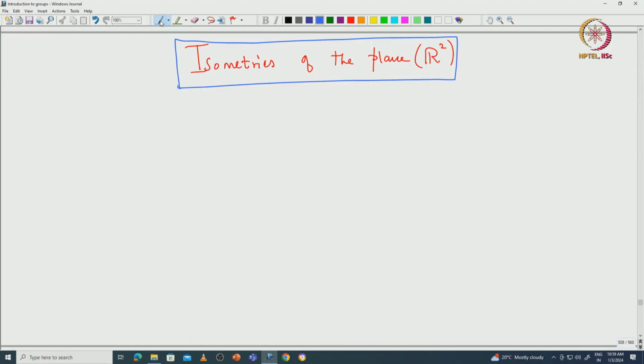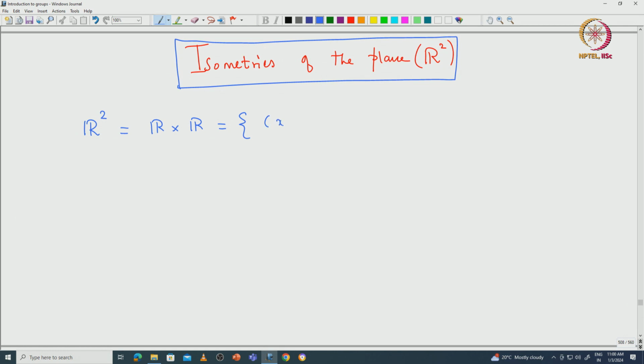Welcome back everyone. In this lecture we will study the isometries of R2. So, first let us recall some basic results about R2. R2 is a two dimensional plane. As a set, it is a Cartesian product of two copies of the real line.